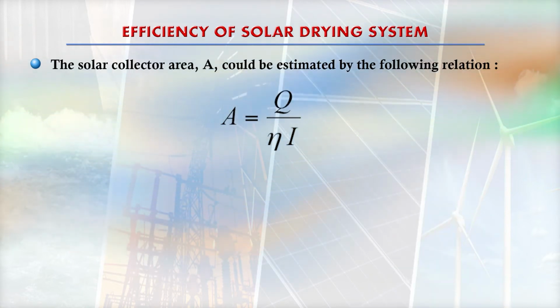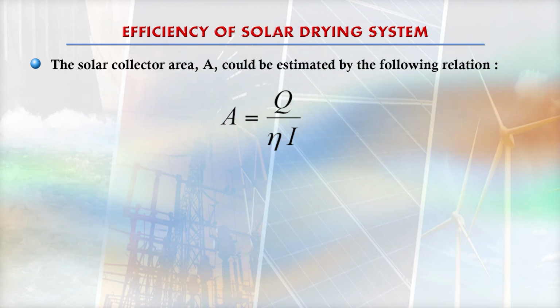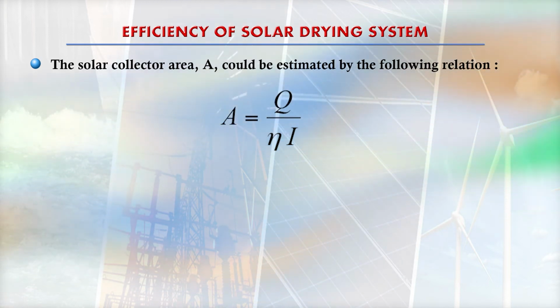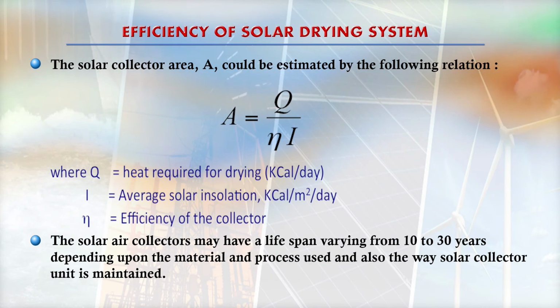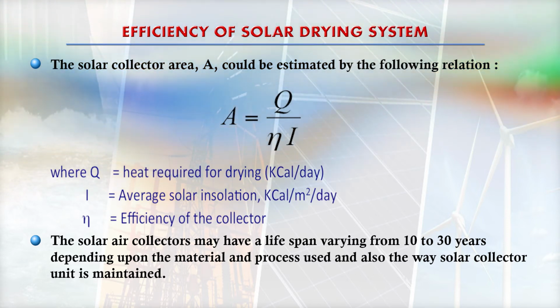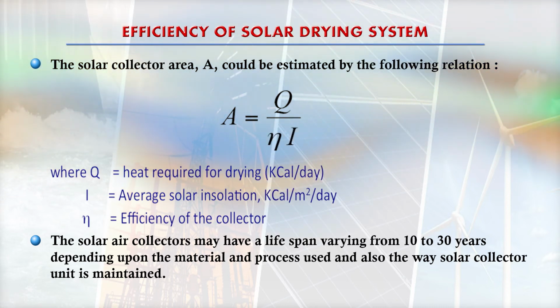By using this formula, you can also calculate the area of the solar collector. The area equals Q divided by efficiency into solar intensity. Here the solar air collector may have a lifespan varying from 10 to 30 years depending upon the materials and process used, and also the way the solar collector unit is maintained.